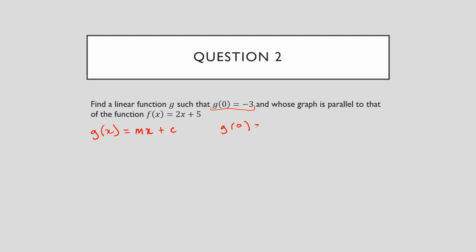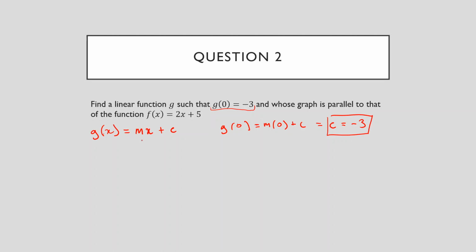So g of 0 equals m times 0 plus c. M times 0 is just 0, so all we're left with is c, and we know that when we substitute 0 in, it gives us -3. And so we get our value for c given to us straight away. If you're paying attention, you'll notice that this is just the y-intercept, because we're substituting an x value of 0. When you do that, that corresponds to the y-axis, and hence you get your y-intercept. All right, so we've got c.